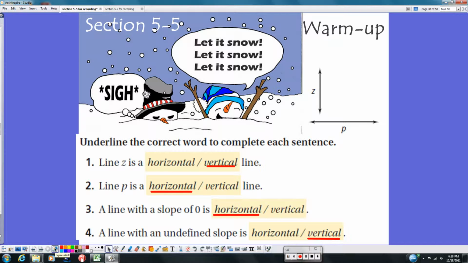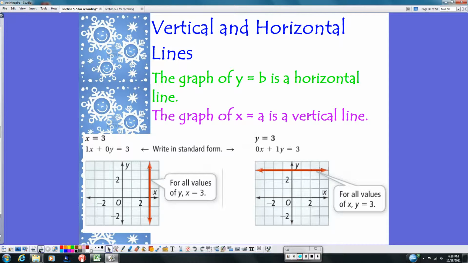Well, Z is a vertical line. P is a horizontal line. If you have a slope of 0, it's horizontal. And if it's undefined, it's vertical. So, graphs of horizontal and vertical lines.